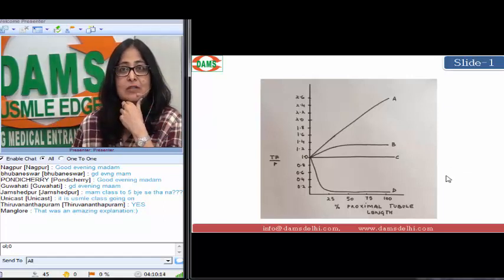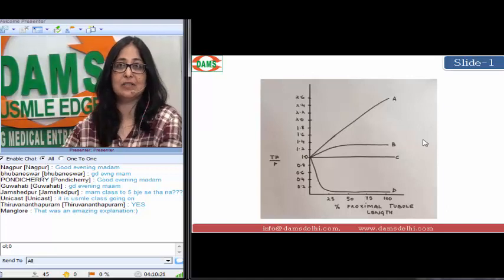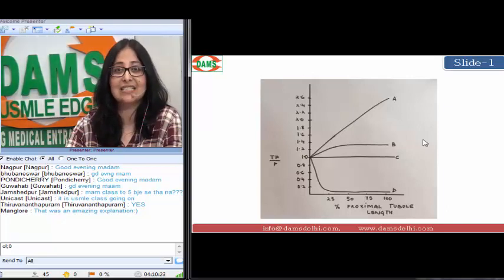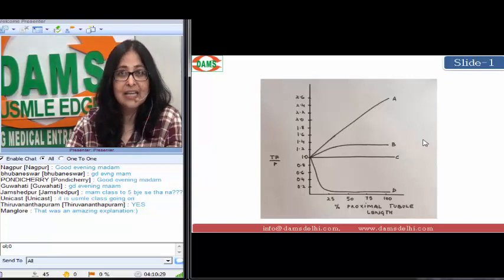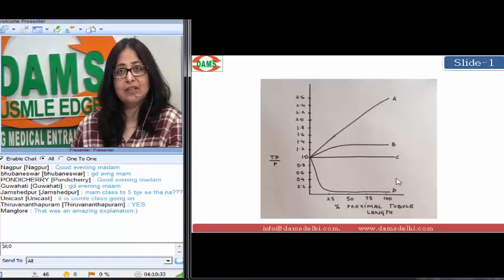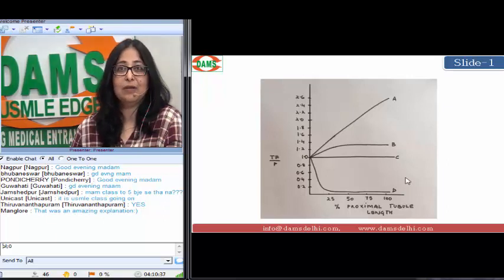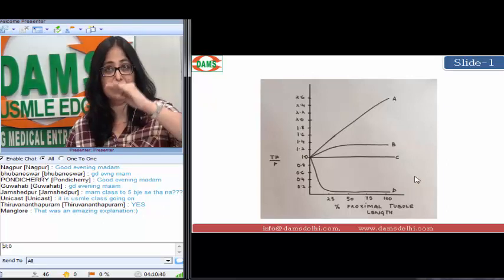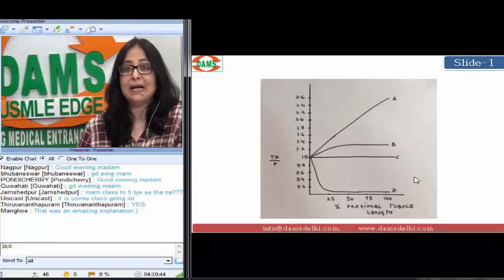A substance whose TF by P ratio is more than 1, where the reabsorption of the solute is less than the absorption of water, for example chloride, for example inulin, right? Then a substance whose reabsorption is more than the absorption of water, the TF by P ratio will be less than 1. So the line will be below C. In that case, it could be glucose, it could be bicarbonate, yes?